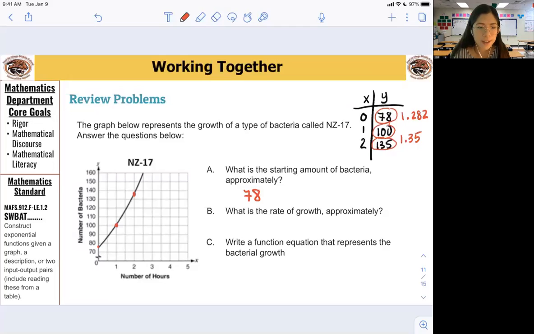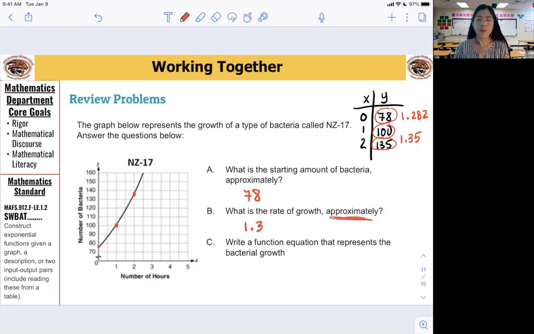I don't know if that's exactly 78. I don't know if that's exactly 135. So since we had to guess a little bit, the numbers are not going to be perfect. But that's okay, because we're just finding the approximate rate of growth. So approximately, we can say this is maybe like 1.3. Those two numbers both are pretty close to 1.3, so that's a good approximation.